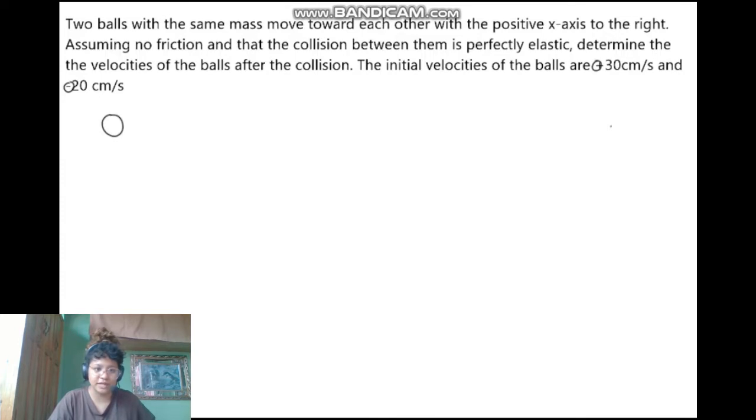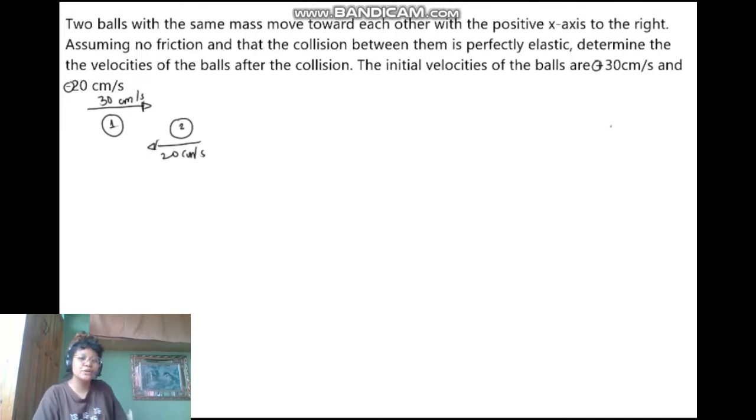So if we're going to make a diagram with two balls of the same mass, we're going to name them ball 1 and ball 2. Ball 1 is going at 30 centimeters per second to the right, and ball 2 is going at 20 centimeters per second to the left. And for this, we're going to use both the conservation of momentum and the conservation of energy. First, let's use the conservation of momentum.